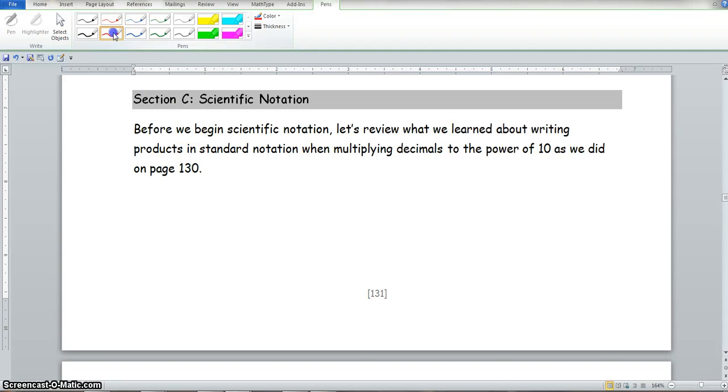Okay, class, for section 5.3, we have section C, scientific notation. Before we begin scientific notation, let's review what we learned about writing products in standard notation when multiplying decimals by a power of 10, as we did on page 130.